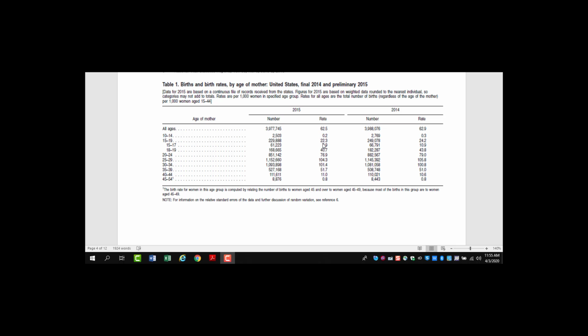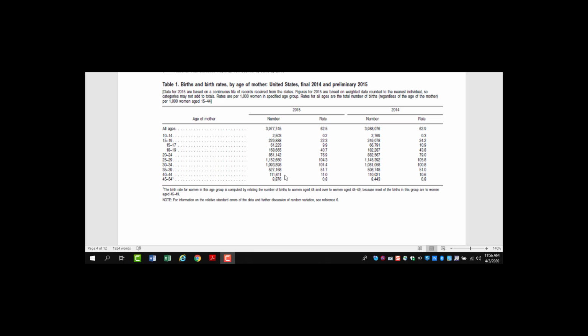Now this rate is not per 100, it's per 1,000, right? So this means 62.5 births per 1,000 women of all ages. Birth rate ages, not 6-year-olds and not 60-year-olds. So this would mean here there were 22.3 births for every 1,000 women aged 15 to 19.